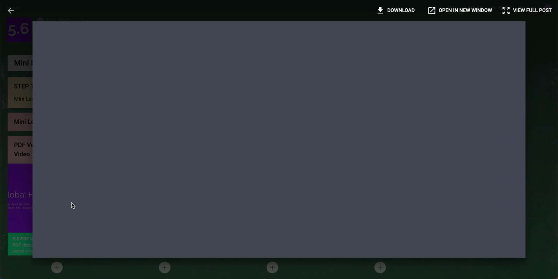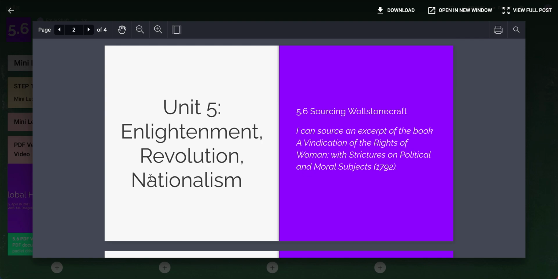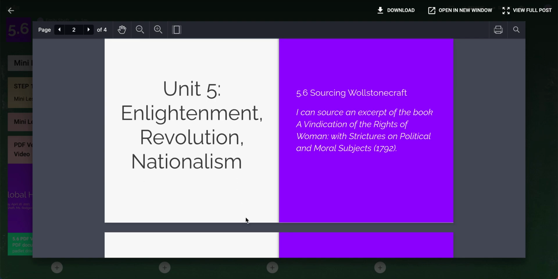History. Today is Friday, April 16th. We are on our sixth lesson, which is called Sourcing Wollstonecraft. Our objective is I can source an excerpt of the book, A Vindication of the Rights of Woman, with Strictures on Political and Moral Subjects, 1792.